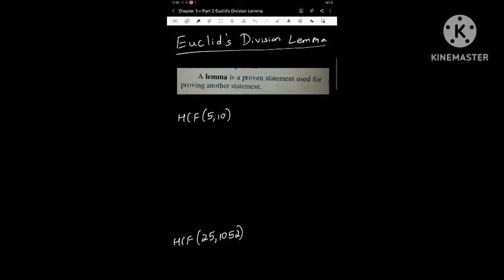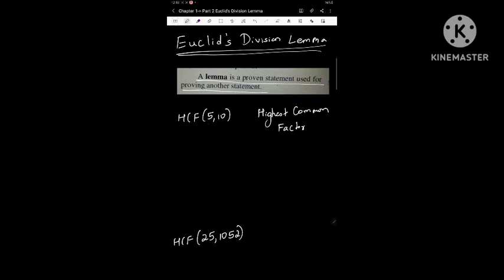So now let's start with Euclid's division lemma. A lemma is a proven statement used for proving another statement. Before we get a deep understanding of Euclid's division lemma, let's solve some problems related to HCF. You'll get to know why I am solving problems related to HCF within a few minutes. So we all know that HCF means highest common factor.